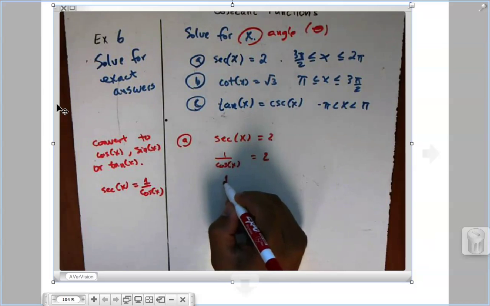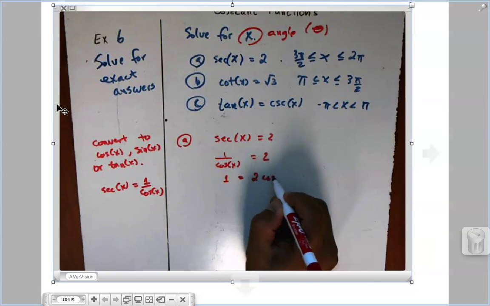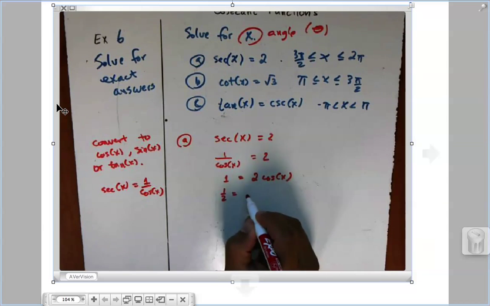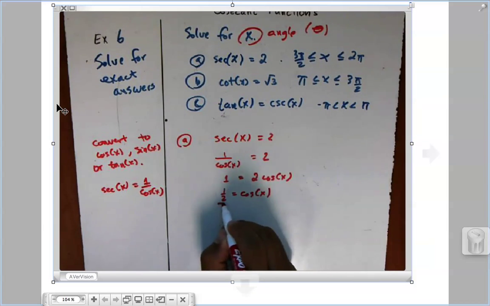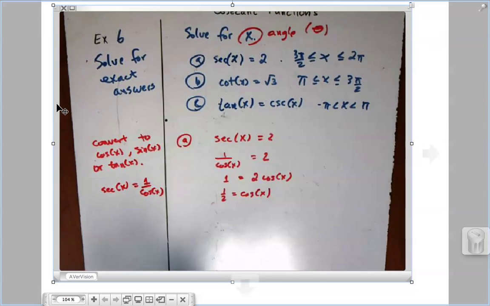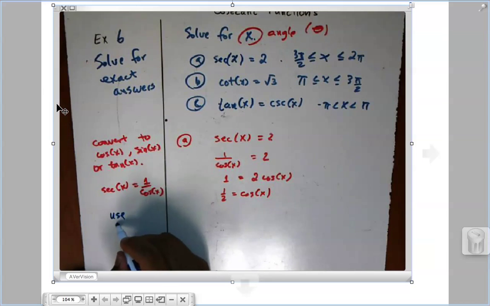Multiply both sides by cosine. I get 1 equals 2 cosine of x. 1/2 equals cosine of x. And this 1/2 should look familiar to you. Look on your unit circle now, because that's going to be a big help. So we're going to use the unit circle.